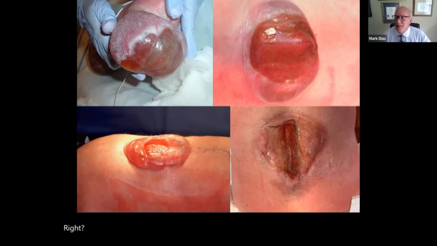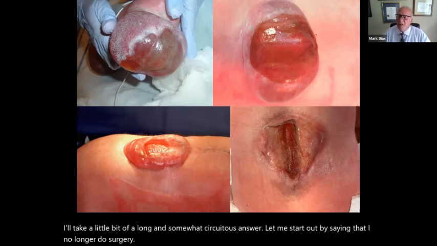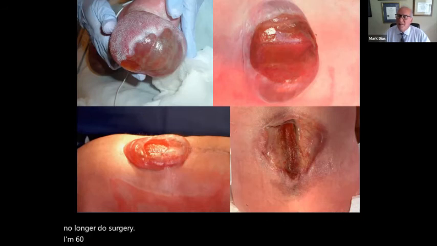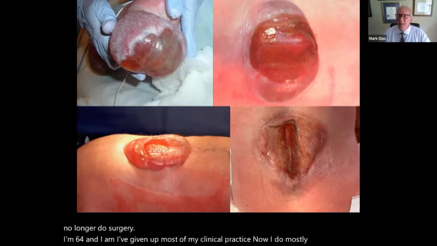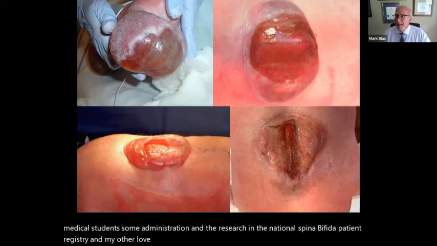I'll take a little bit of a long and somewhat circuitous answer. Let me start out by saying that I no longer do surgery. I'm 64, and I've given up most of my clinical practice now. I do mostly education of medical students, some administration, and the research in the National Spina Bifida Patient Registry, and my other love of abusive head trauma in children. Not love of abusive head trauma, but research on abusive head trauma.